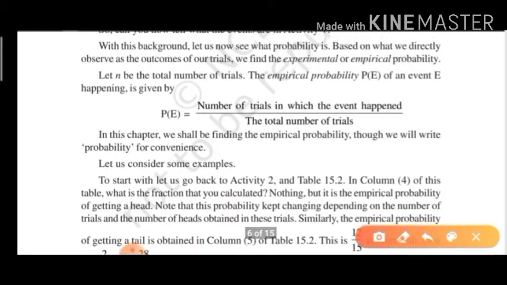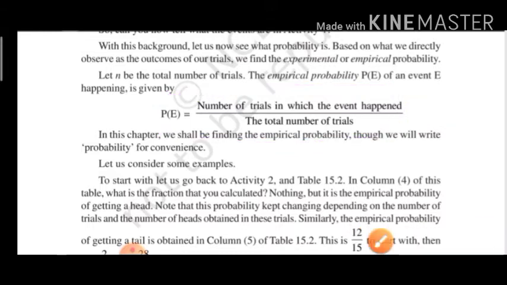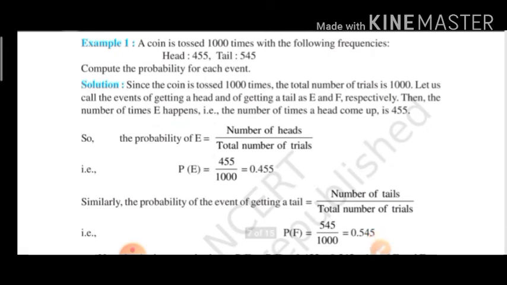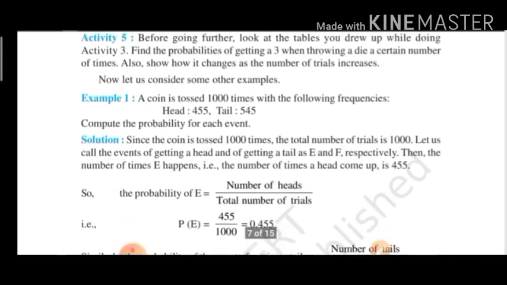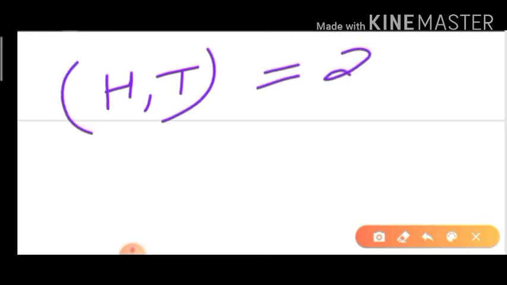The probability of an event occurring is the number of trials in which the event happened divided by the total number of trials. Before that, we have to know, while tossing a coin, I'll explain this one first. While tossing a coin, we have a total of two outcomes.